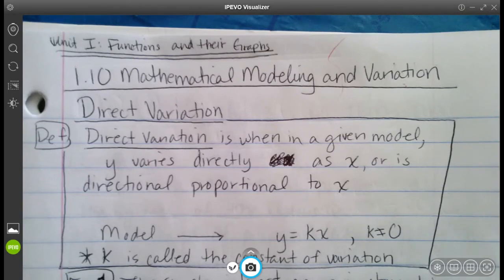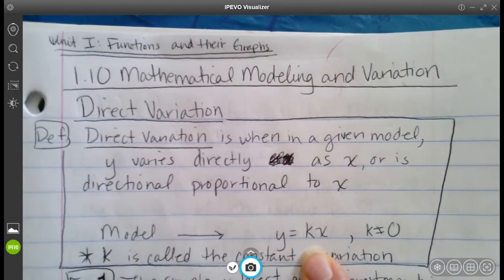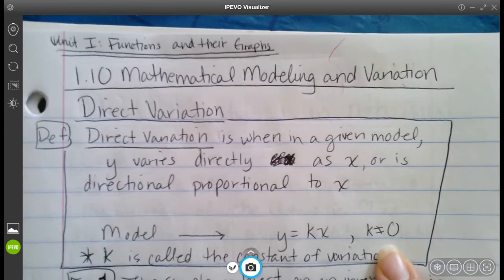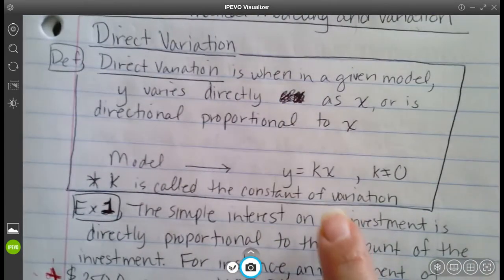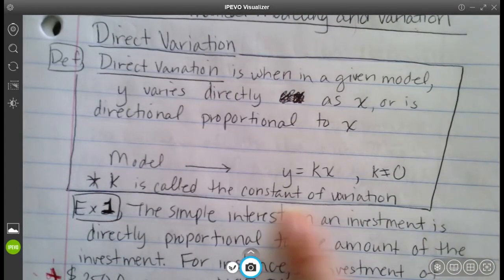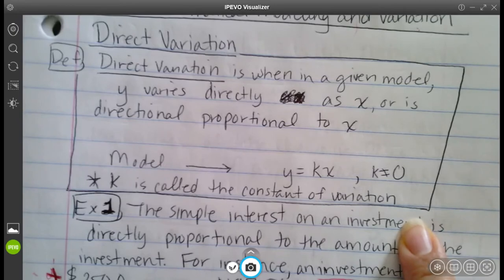We have direct variation as our first type of variation, and this is when, in a given model, y varies directly as x, or is directly proportional to x. So the model for this is y equals kx, where k is non-zero, so k cannot equal 0. By the way, k is called our constant of variation or constant of proportionality.